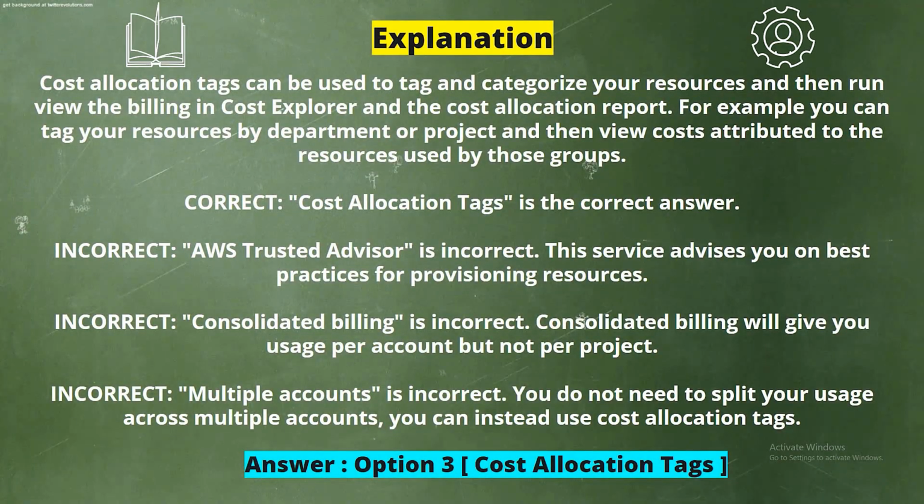Explanation. Cost allocation tags can be used to tag and categorize your resources and then view the Billing and Cost Explorer and the Cost Allocation Report. For example, you can tag your resources by department or project and then view costs attributed to the resources used by those groups. Correct, Cost Allocation Tags is the correct answer. Incorrect, AWS Trusted Advisor is incorrect. This service advises you on best practices for provisioning resources. Incorrect, Consolidated Billing is incorrect. Consolidated Billing will give you usage per account but not per project. Incorrect, Multiple Accounts is incorrect. You do not need to split your usage across multiple accounts, you can instead use Cost Allocation Tags.